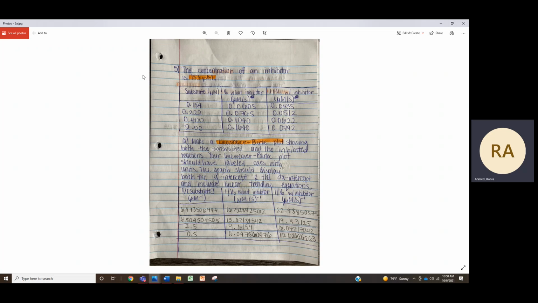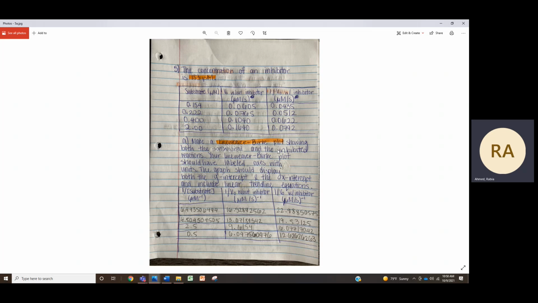So we're gonna start off with 5. The question asks, the concentration of an inhibitor is 183 picomolar. And so this chart right here will be given to you. You will have to calculate these numbers and take the inverse of them and put them in this little chart here to make the Lineweaver-Burk plot.